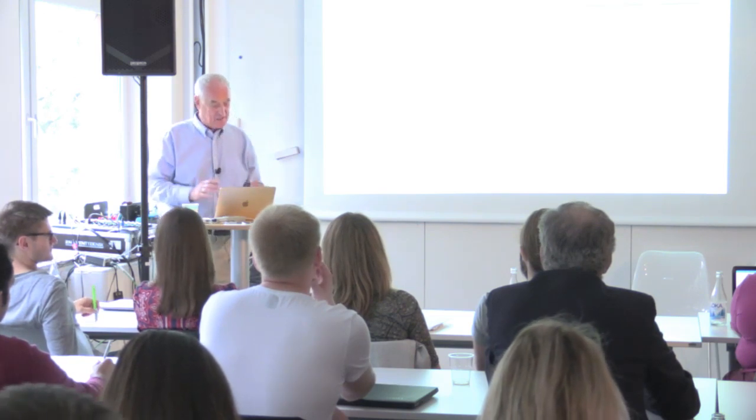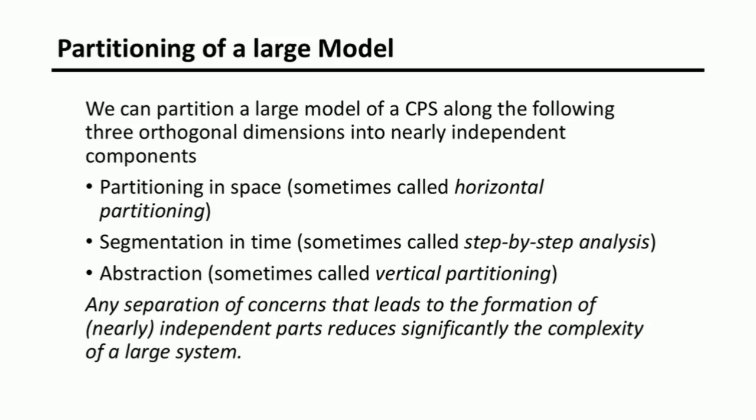If you partition a large model, there are three different techniques of partitioning. There's one, partitioning in space. This is sometimes in the literature referred to as horizontal partitioning. You just take one, the other one, separate from the other. Segmentation in time: we have this model doing something at that time, a next model doing it the next time. We call this segmentation. This is partitioning in time.